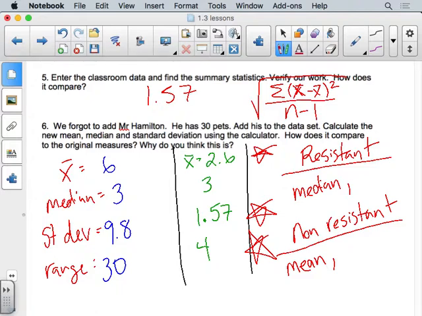And then I actually was saying it wrong at the beginning. Non-resistant, the standard deviation, think about it, you had to do 30 minus the average and then divide that. That 30 is really going to pull that standard deviation out, and the range. And so we're going to talk about it here after this lesson. The IQR is a resistant measure of spread.